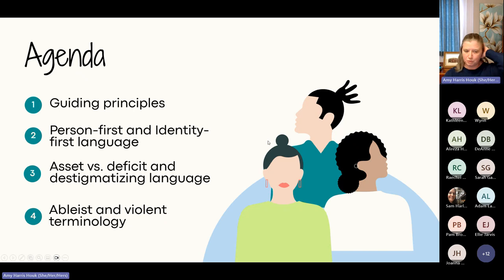Okay, so we're going to talk about 4 different things. We're going to talk a little bit about the guiding principles behind the APA Inclusive Language Guide. We're going to talk about person first and identity first language, which may be new information to some people. Some people may already feel comfortable with that idea. We're going to talk about asset versus deficit language and also destigmatizing and othering language. And then we're going to talk about ableist and violent terminology. So that's the plan for today.